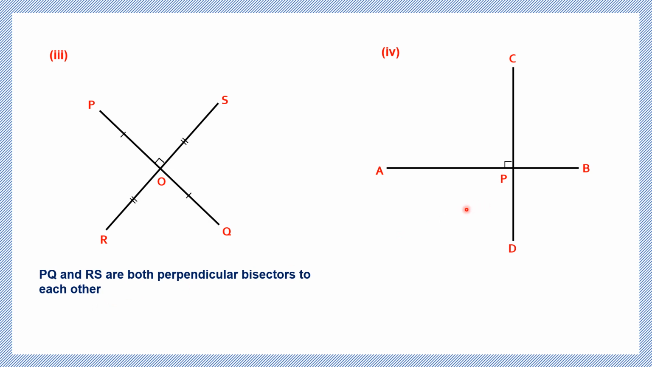Now let's look at the next one. Here the line CD is perpendicular to the line AB. How do we know? It has formed an angle of 90 degrees.